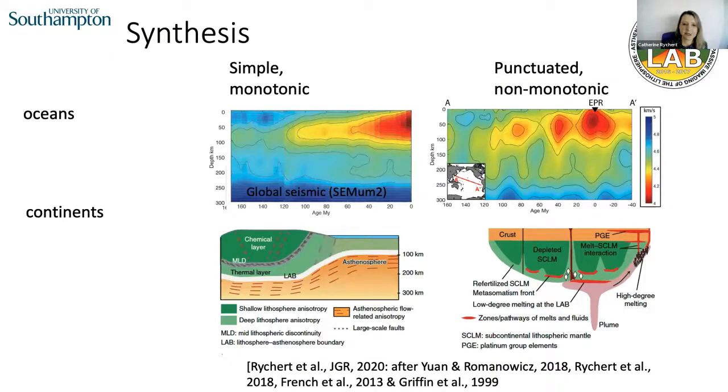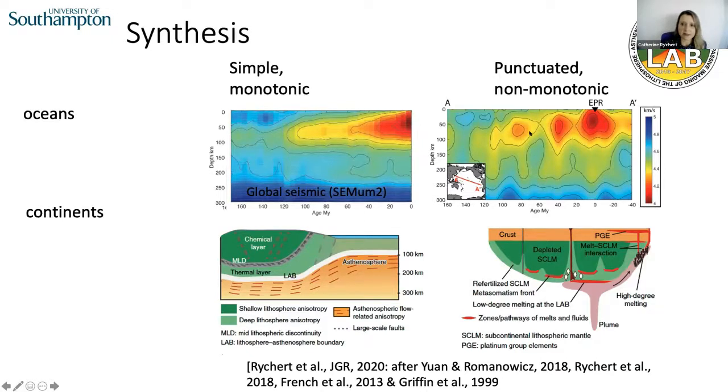Now, how does this fit in with our idea that the plate always thickens monotonically with age? And this is true when you average global seismic models into these age bins. That's always true. It suggests that temperature is playing the dominant role in dictating lithospheric thickness. However, and this is true also beneath continents and oceans, when we consider a single transect, so this is a classic transect across the Pacific, there's much more variability in lithospheric thickness.